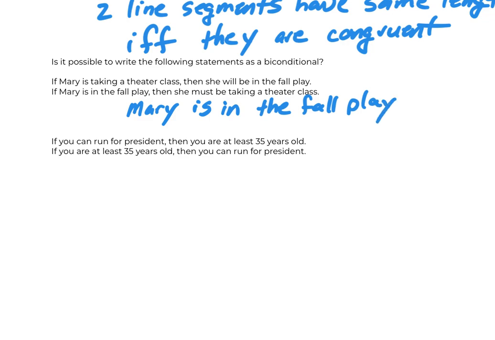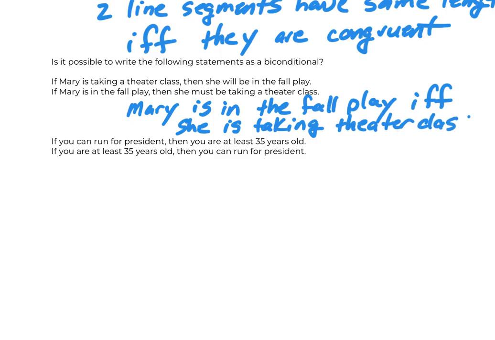Mary is in the fall play if and only if she is taking theater class. Okay, both of those statements were true, or they're stated as true, so we know that it has to make a biconditional.